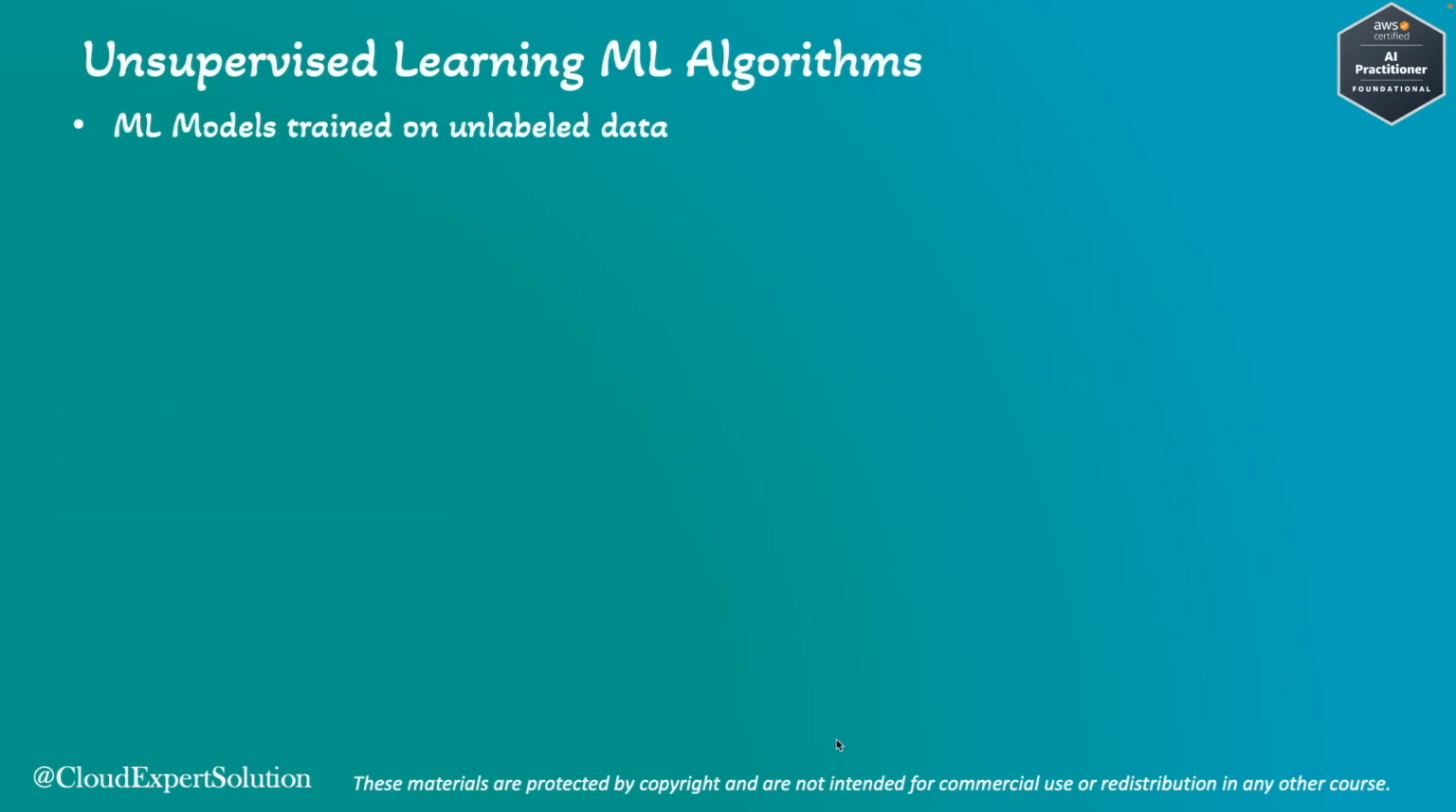Next, we will review unsupervised machine learning algorithms. Unlike supervised learning, for unsupervised learning, we use unlabeled data. That is, for the data, there will be no tag or predefined values.